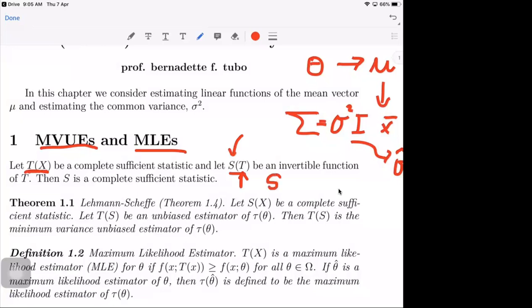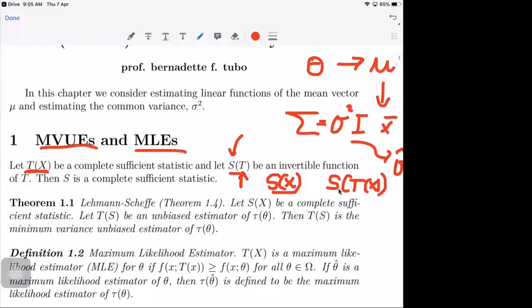So it can also be S of X, whatever it is, a function of the original X values or X observations. Or if you do some transformation on X and it is also a complete sufficient statistic, then your sufficient statistic is S of T, or S of T of X.